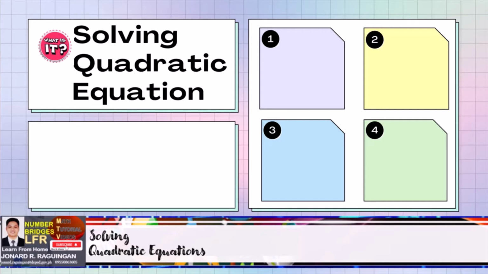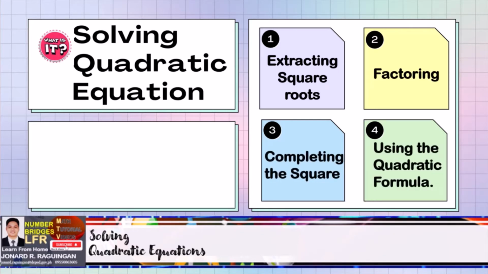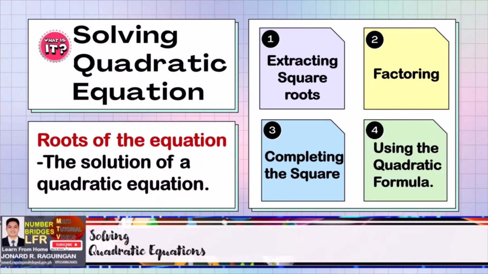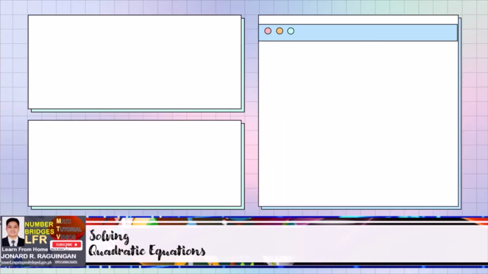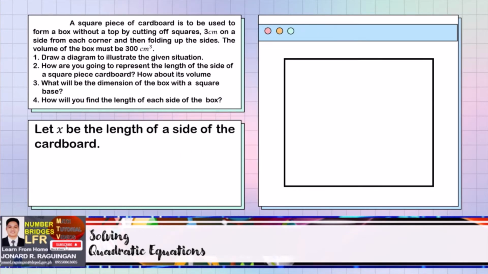The different methods of solving quadratic equations are extracting the square root, factoring, completing the square, and using the quadratic formula. The solution of a quadratic equation is called roots of the equation. A quadratic equation has at most two roots. Now, going back to the problem, let x be the length of each side of the cardboard.